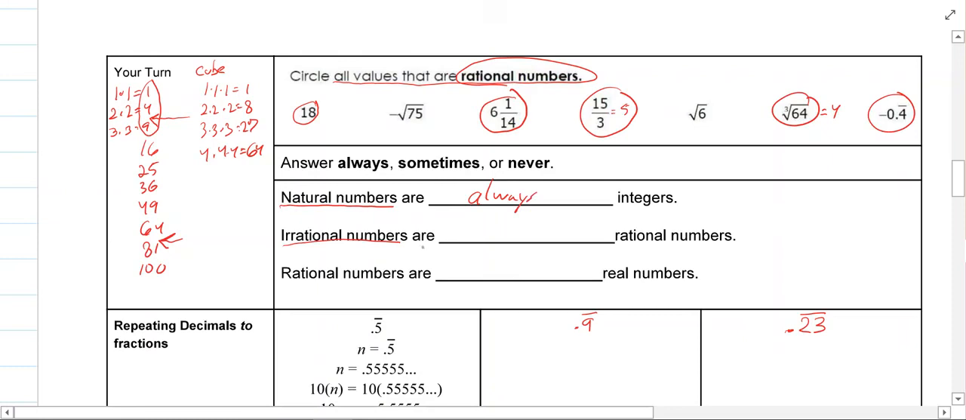Irrational numbers are what? Rational numbers. Are irrational numbers always rational numbers? Are they sometimes, or are they never? Well, remember, our circles, those circles did not intersect. They were separate from each other. So that is a never. And then rational numbers are always, sometimes, or never real numbers. Well, remember, rational numbers, the bubble is inside the real number bubble. So rational numbers are always real numbers.